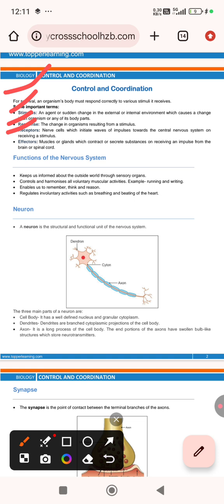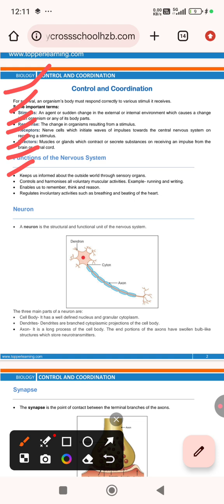Receptors are the nerve cells which initiate waves of impulse towards the central nervous system on receiving a stimulus. Effectors are the muscles or glands which contract or secrete substances on receiving an impulse from the brain or spinal cord. Function of the nervous system.